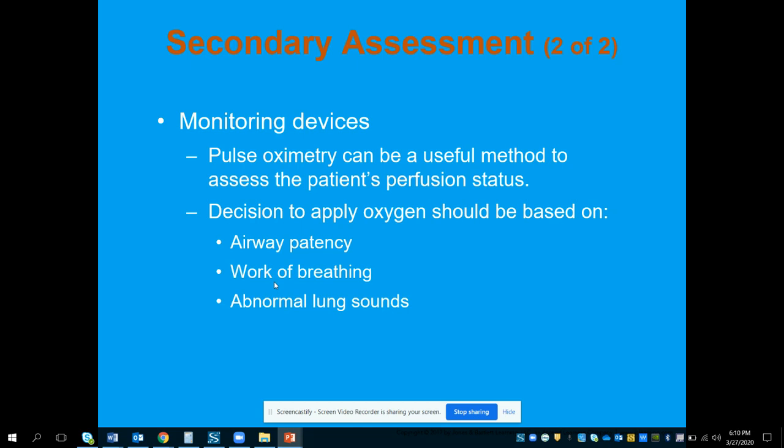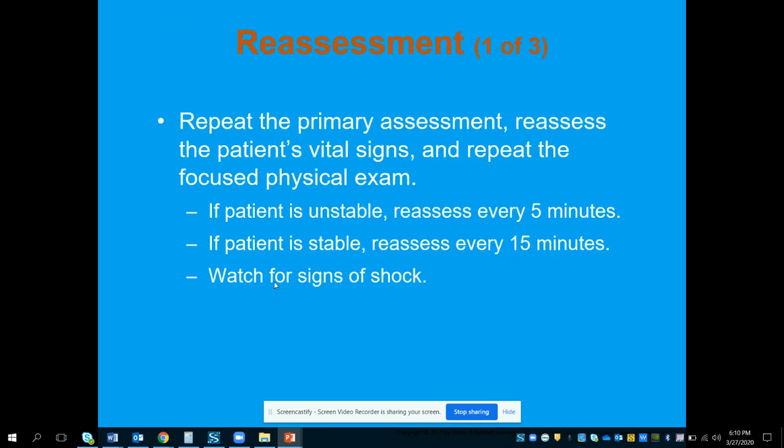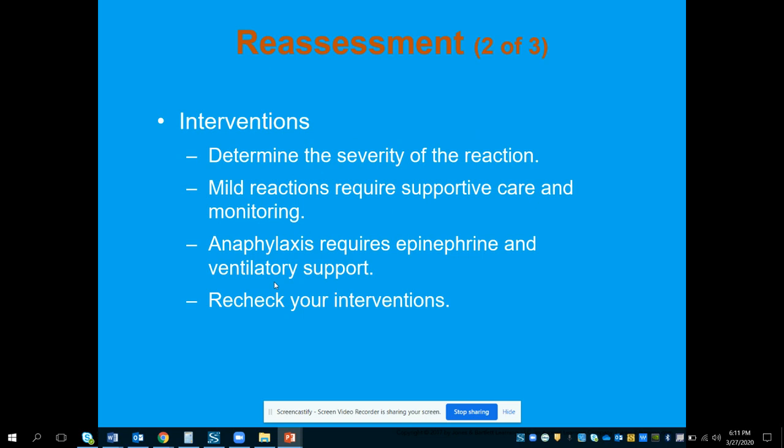And again, consider applying oxygen to patients who are having severe increased work of breathing and abnormal lung sounds, in addition to the medicines that we're going to give. We want to repeat the primary assessment and reassess the patient's vital signs every 5 minutes if they're unstable and every 15 minutes if they are stable. And we're going to watch for those signs of shock, staying alert to them, treating for them as early as we can, and providing rapid transport to an appropriate facility.